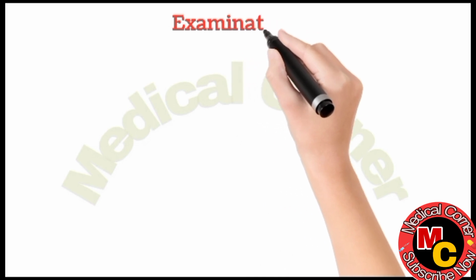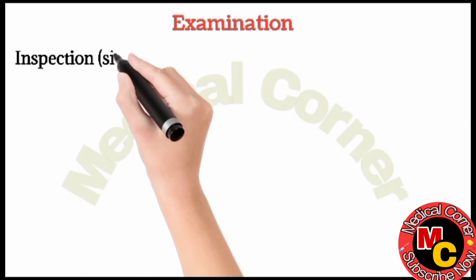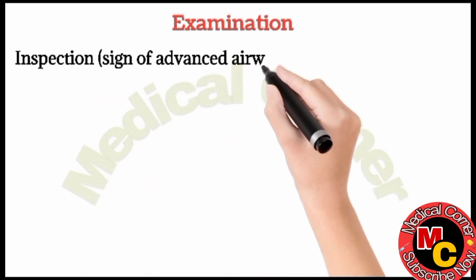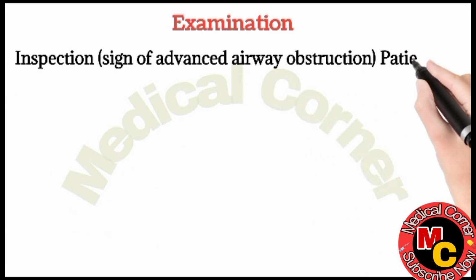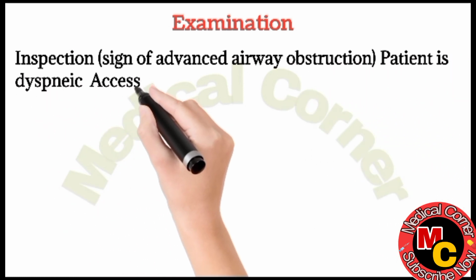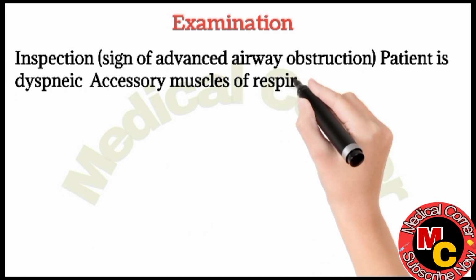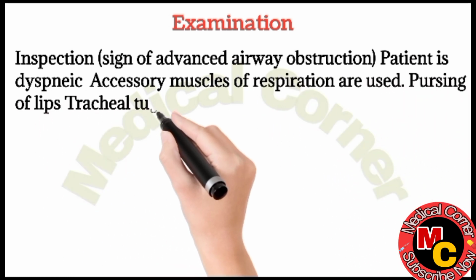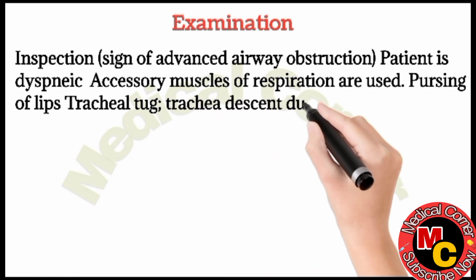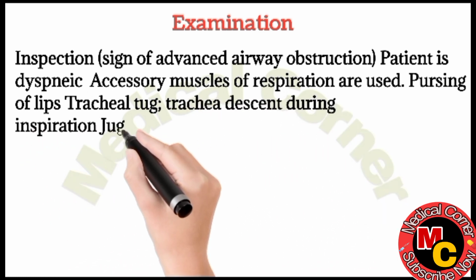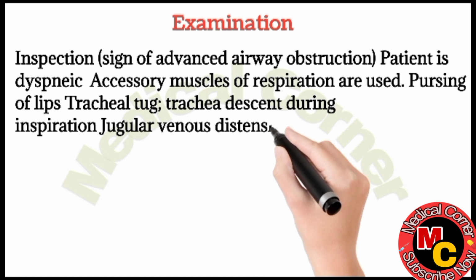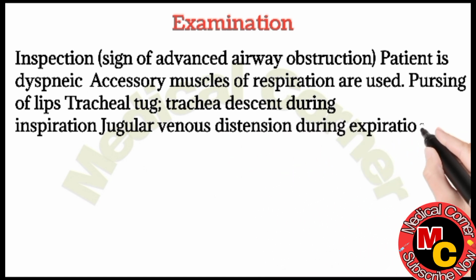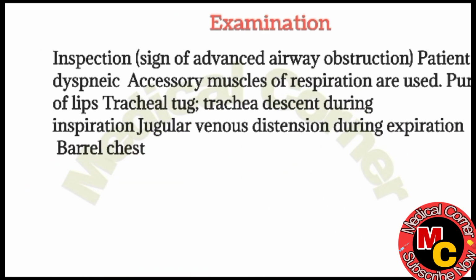If we examine these patients, on inspection, signs of advanced airway obstruction are present: the patient is dyspneic, accessory muscles of respiration are used, there is pursing of lips, tracheal tug, so the trachea descends during inspiration, and jugular venous distension during expiration, and the chest becomes barrel shaped.